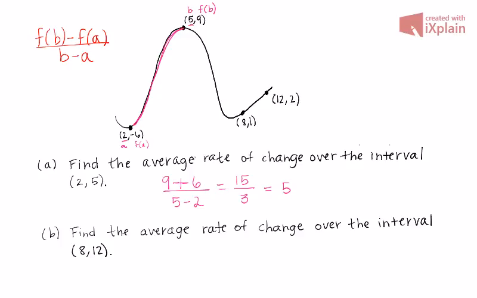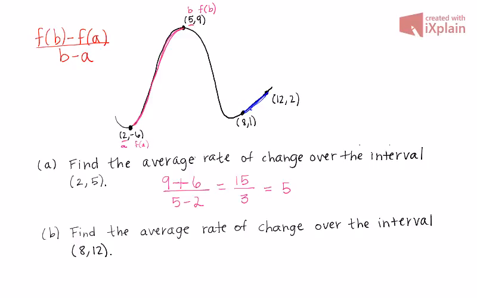For B, we need to find the average rate of change over the interval 8, 12. So that is from here to here. I also know that this average rate of change is going to be positive. The reason being because this portion of the graph is also increasing.